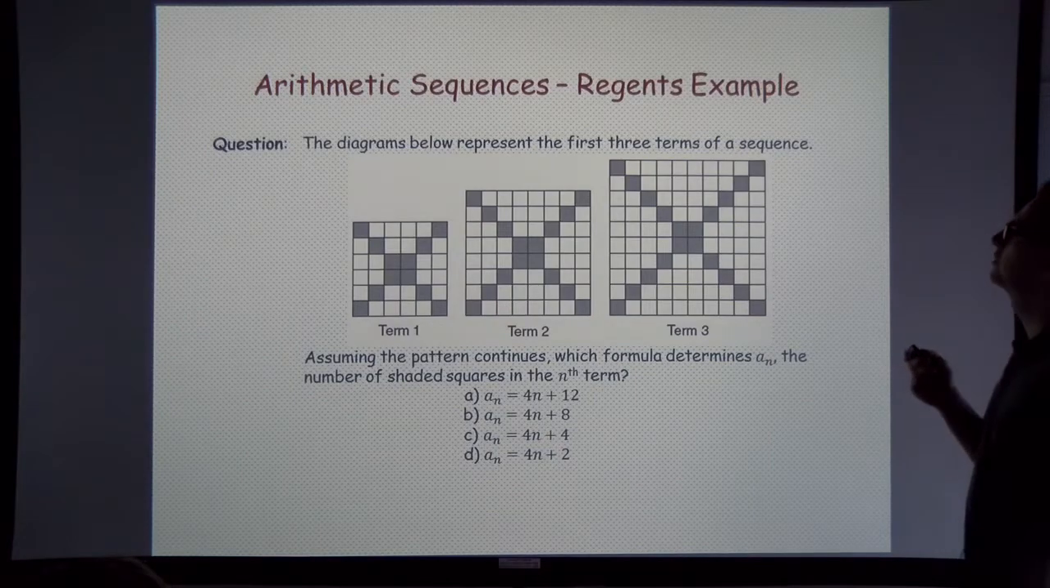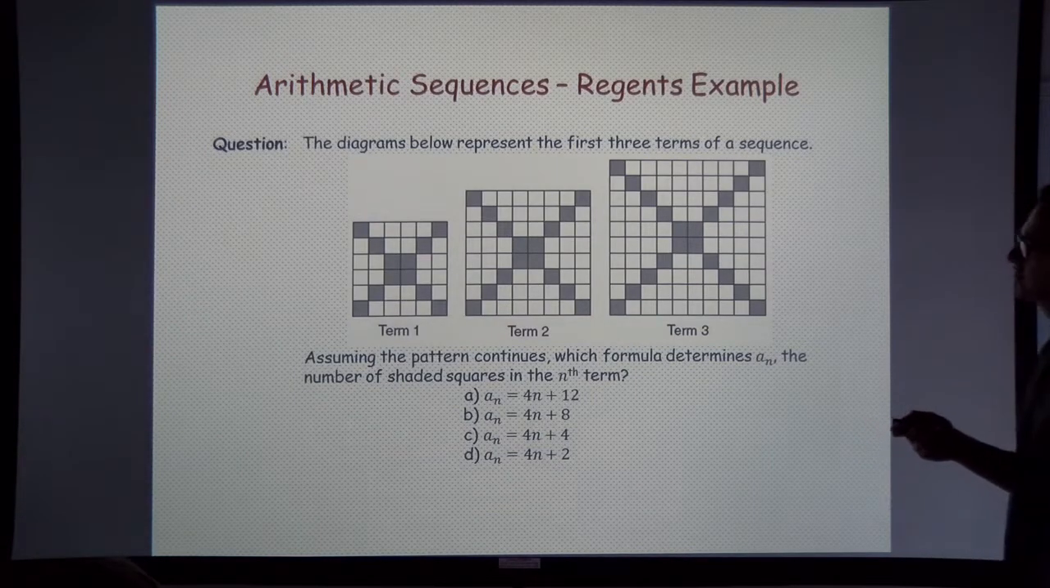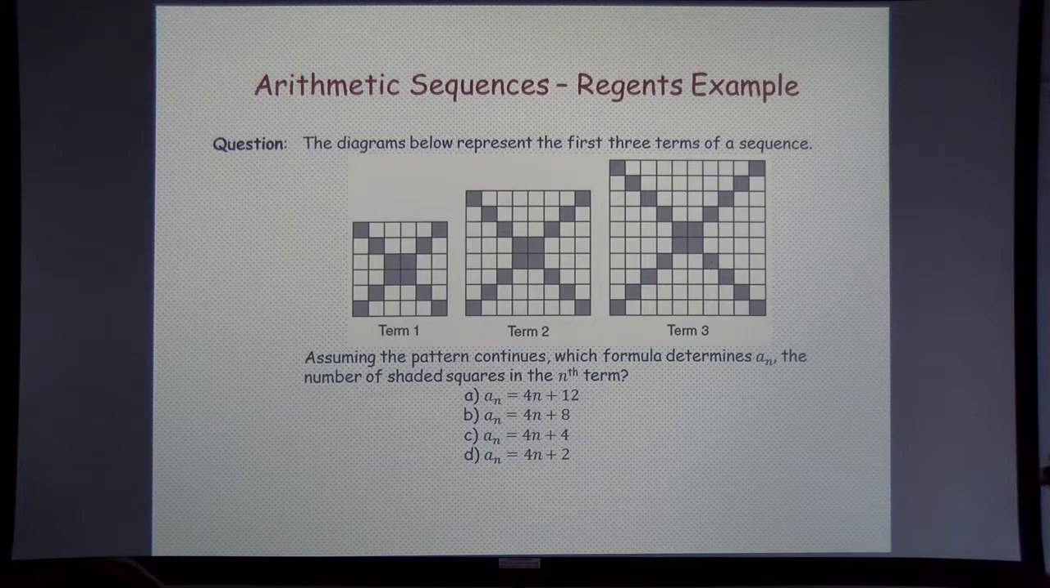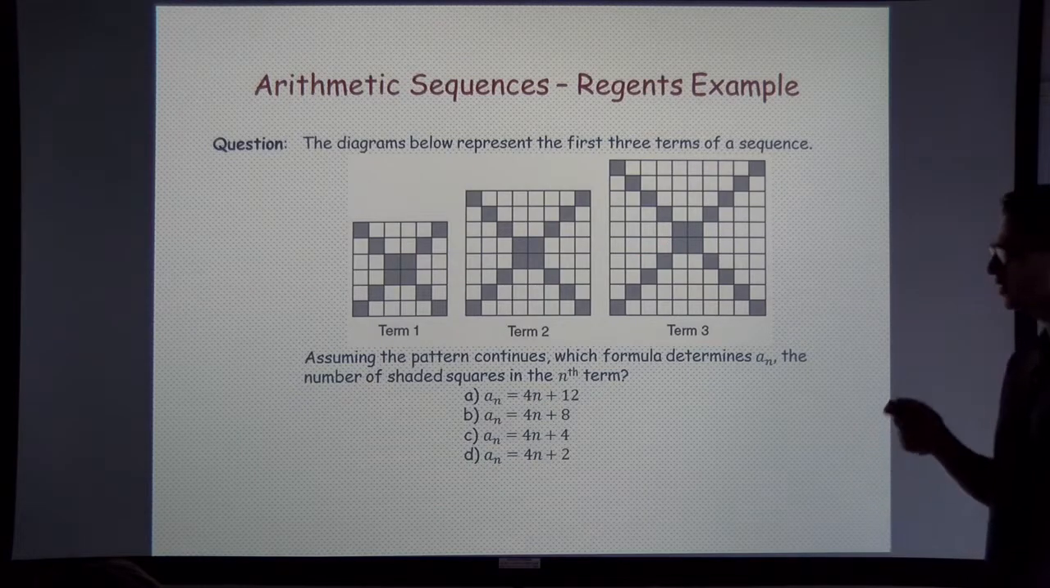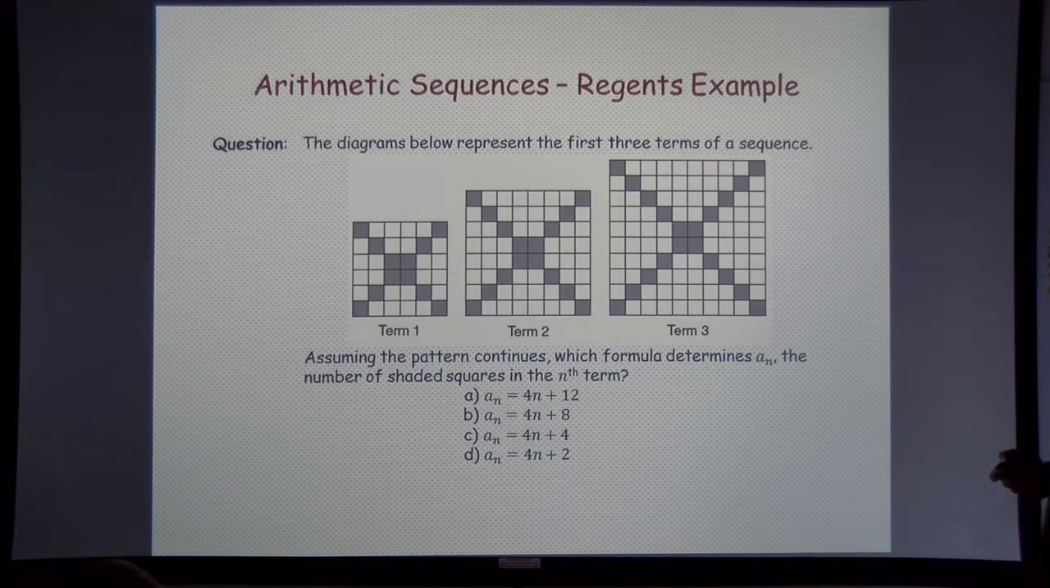So the diagram below represents the first 3 terms of a sequence. So we have term 1, 2, and 3. Assuming the pattern continues, which formula determines An, the number of shaded squares, in the nth term? So let's take a look at these 3, okay? And let's see if we can figure out which formula is best to use, okay? Now using the patterns, remember your shaded areas, okay? Your shaded squares are going to be to the nth term, okay? Let's see how much they increase each term. Let's see what we can come up with here.